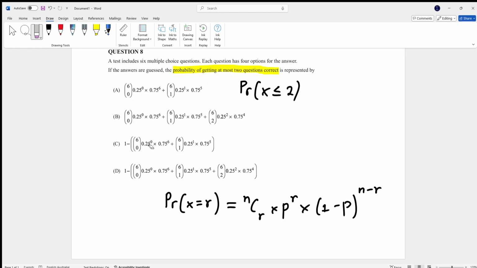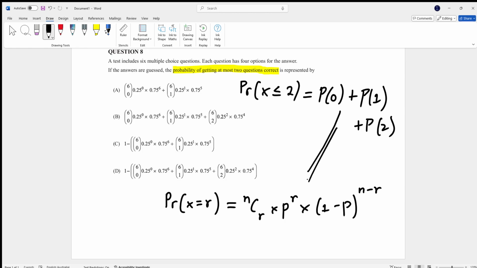So we need to look at the situation that best matches that. Now, if we look at each of these guys here, the probability of getting at most 2 correct would be the probability of none plus the probability of 1 plus the probability of 2, which would each be in a format similar to this here. So imagine doing probability r equals 0, and then you'd have 6 choose 0. That's what I'm talking about when I go P of 0, P of 1, P of 2, etc.